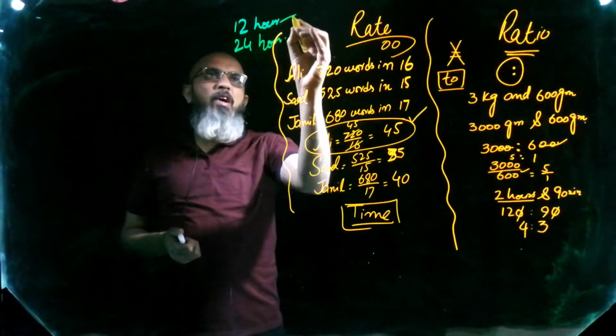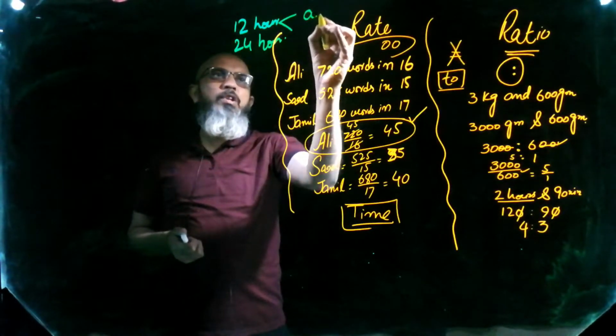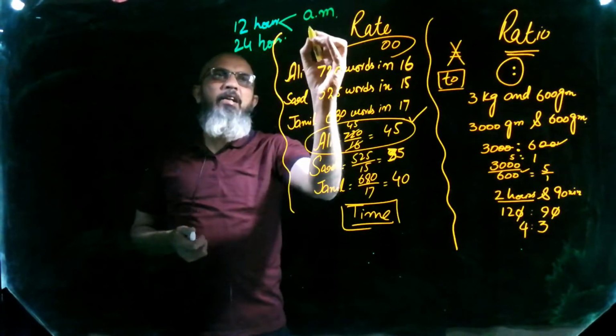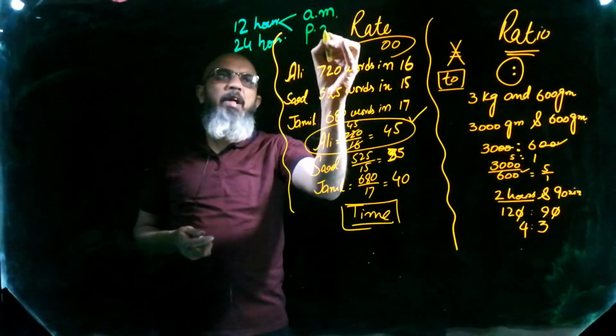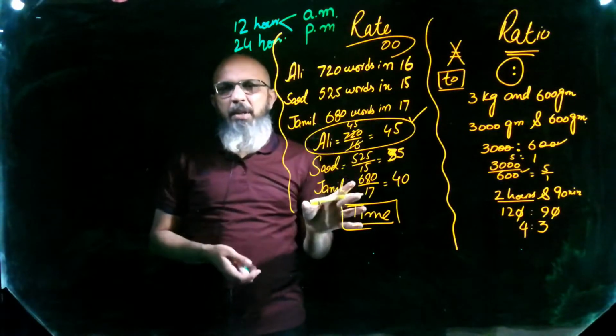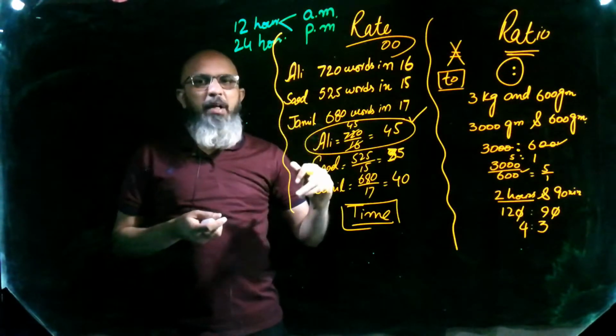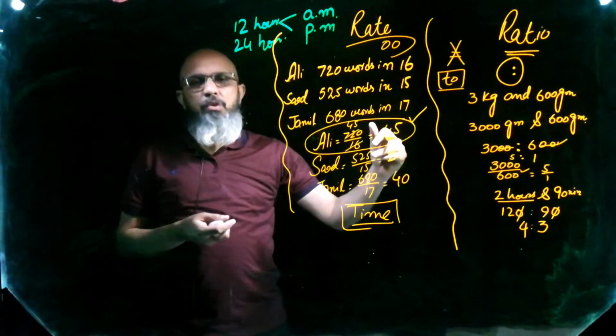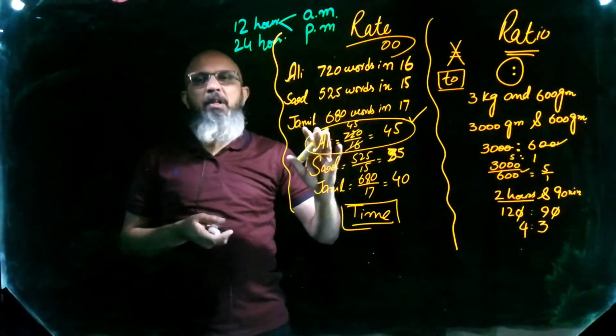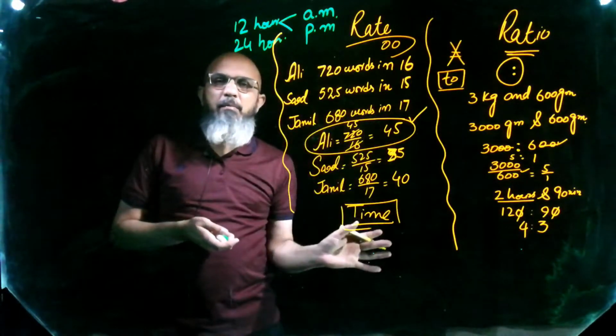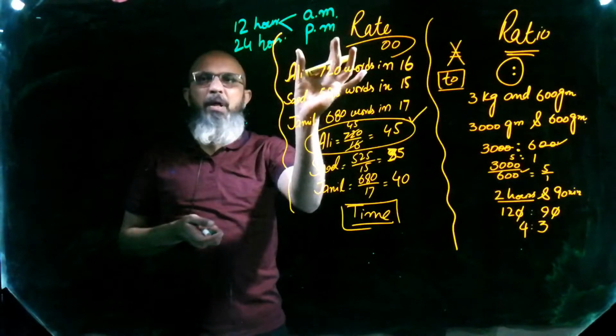So in the 12-hour clock, we use AM and we use PM. And what is AM timing and what is PM timing? AM timing means from midnight till noon, 12. And PM timing is from noon till midnight. That is your AM or PM timing.